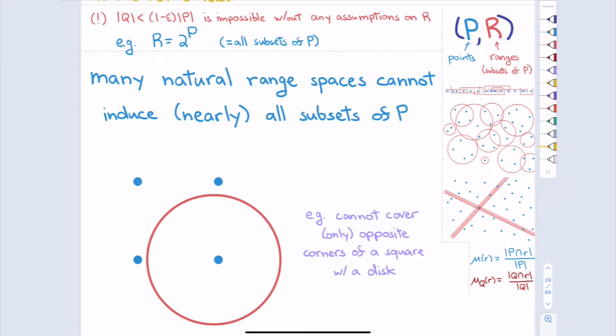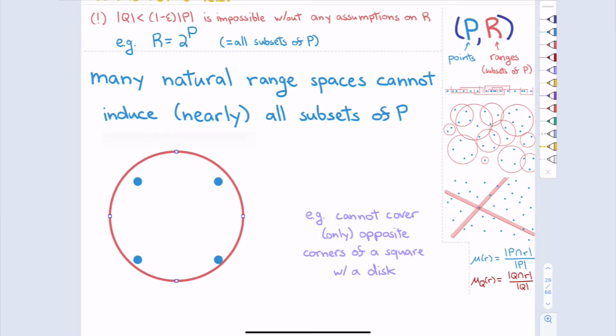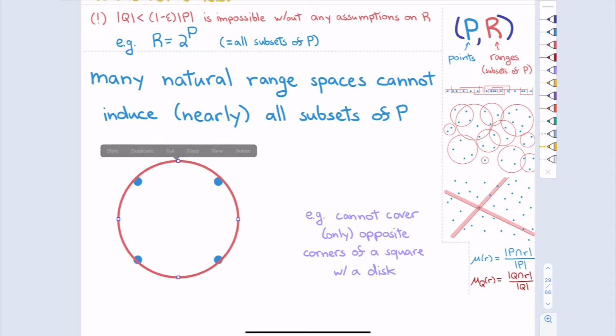I'm not sure how to convince you, but see, it doesn't fit. I can do something like this and kind of shrink wrap it to fit, but I'm still wrapping around the other 2 points when I do. So there are some subsets of these 4 points that I can't induce using disks, no matter how big or small I make the disk. If I had ovals, then I could actually do it, but I can't do it with disks.